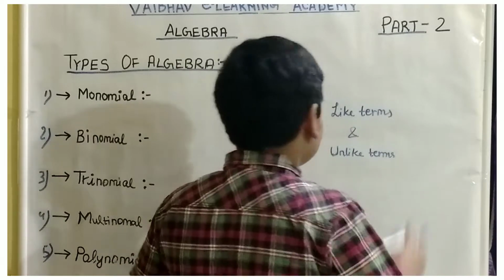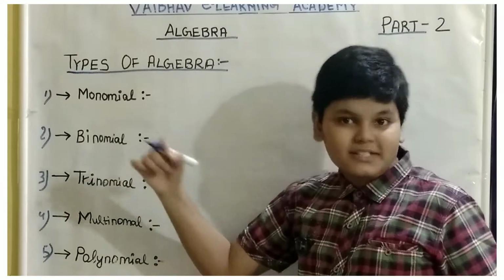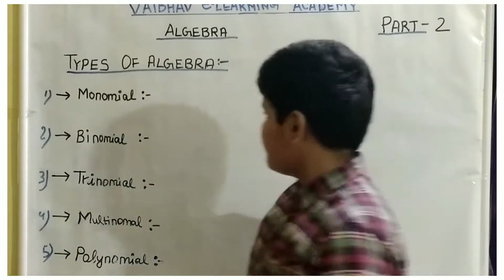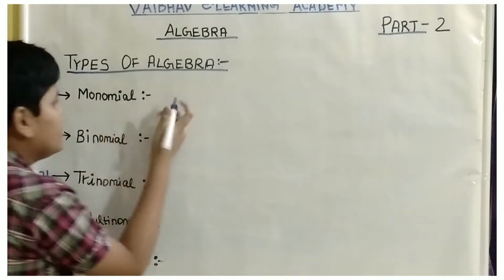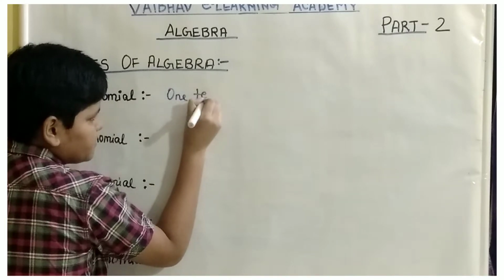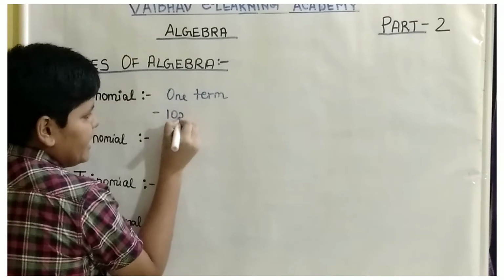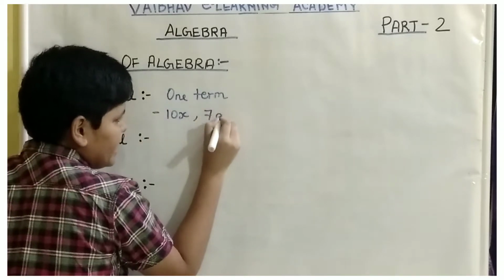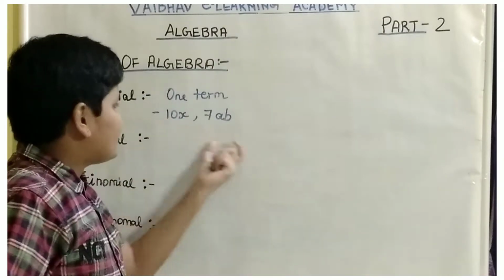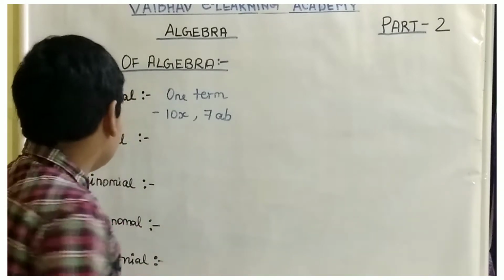So we'll be using these topics here. Our first one is the monomial. What is a monomial? Monomial means which only has one term. For example, 10x or 7ab, etc. Here 10x is one term, 7ab is one term. So these are monomials.